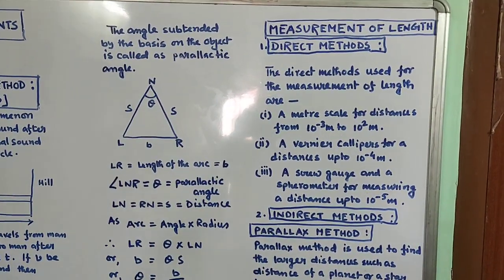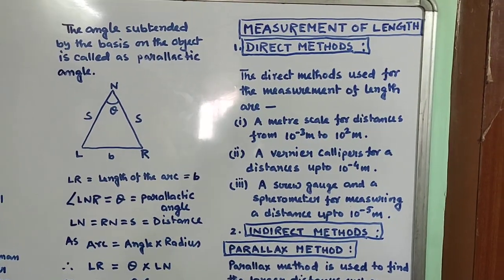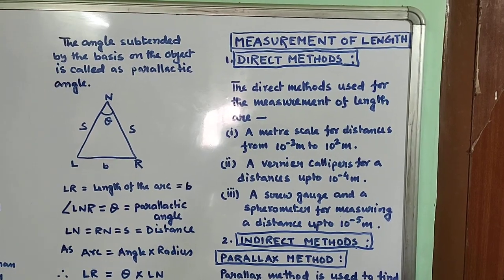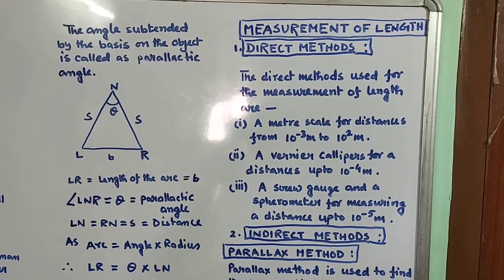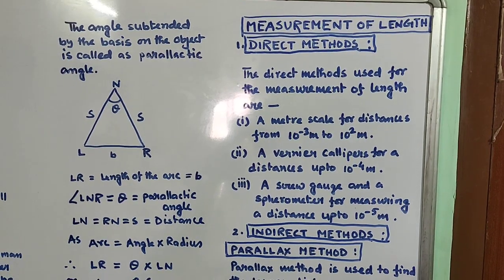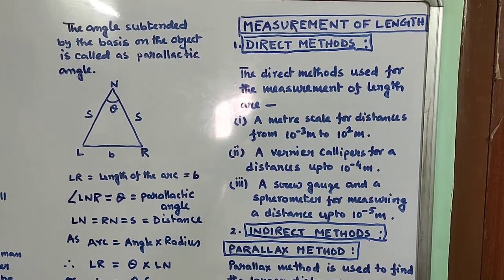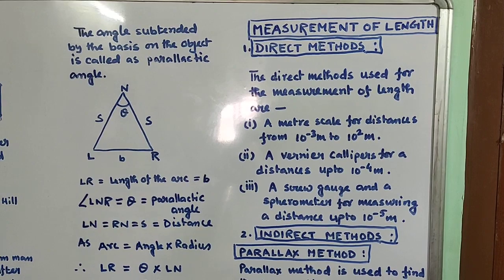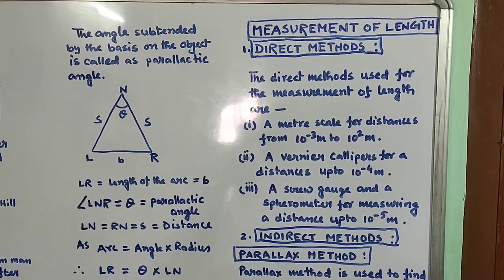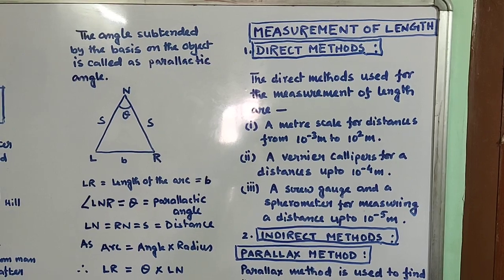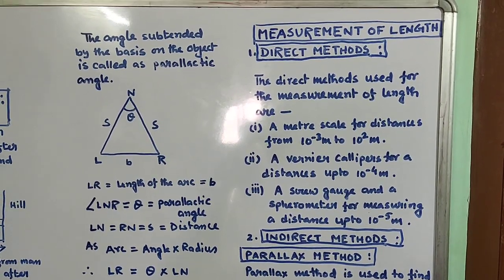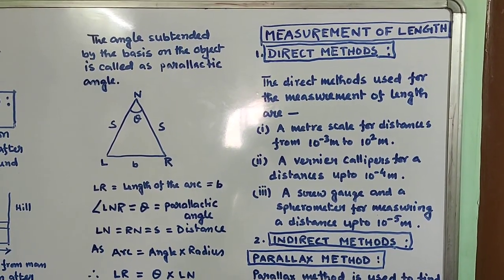Now there are two methods. One is the direct method, another one is the indirect method. In the direct method, basically we use instruments, for example a meter scale, for example a vernier caliper. This vernier caliper we will get in practical class. And apart from this, a few instruments like screw gauge and spirometer. This experiment is in your syllabus in class 11.